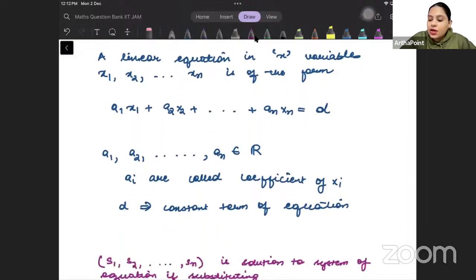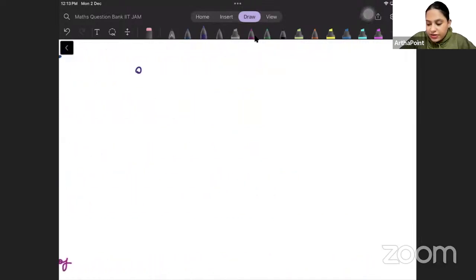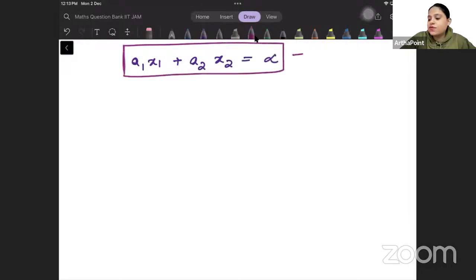linear equation? A linear equation in n variables x1, x2 till xn is of the form a1 x1 plus a2 x2 till an xn equal to alpha. So for a two variable case, if I write a1 x1 plus a2 x2 is equal to alpha, any equation which is of this form is called a linear equation.